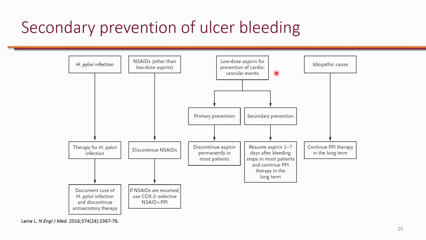Now, for low-dose aspirin, it's a question of why they are getting that low-dose aspirin. If it's for primary prevention of cardiovascular disease, it's recommended to discontinue aspirin permanently because the risk outweighs the benefit. Now, if that low-dose aspirin is for secondary prevention of cardiovascular disease, the benefit actually outweighs the risk, so it is recommended to resume aspirin 1 to 7 days after bleeding stops in most patients. And once you do, the patient should continue PPI therapy in the long term. So as long as they are getting aspirin, they should also be on a proton pump inhibitor.